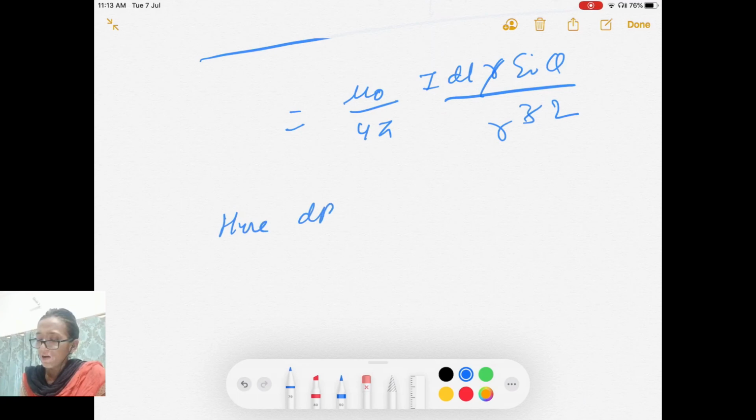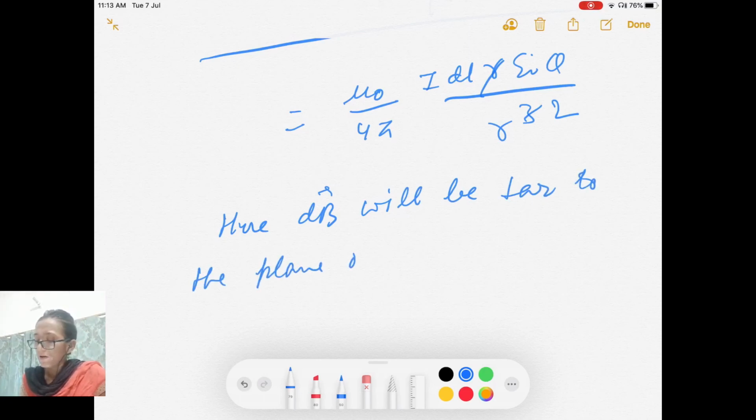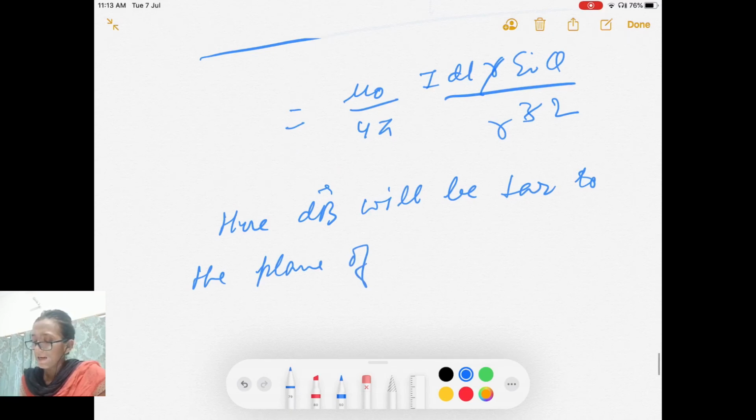Here dB will be perpendicular to the plane of dl and r. Means dB will be perpendicular to both dl and r.